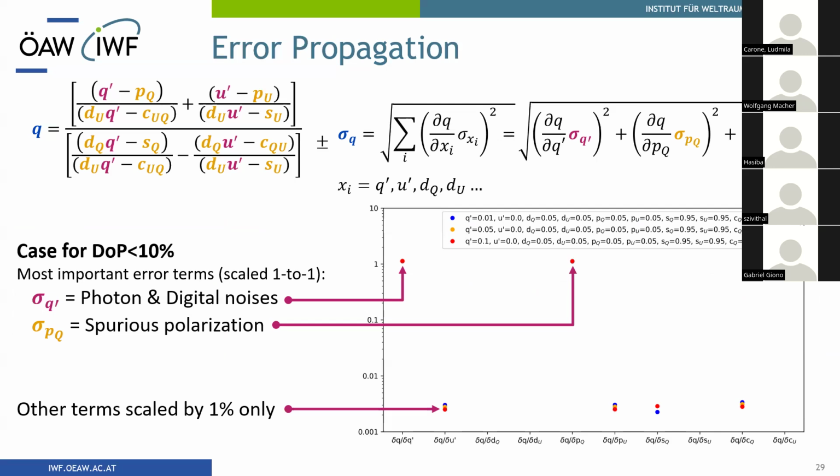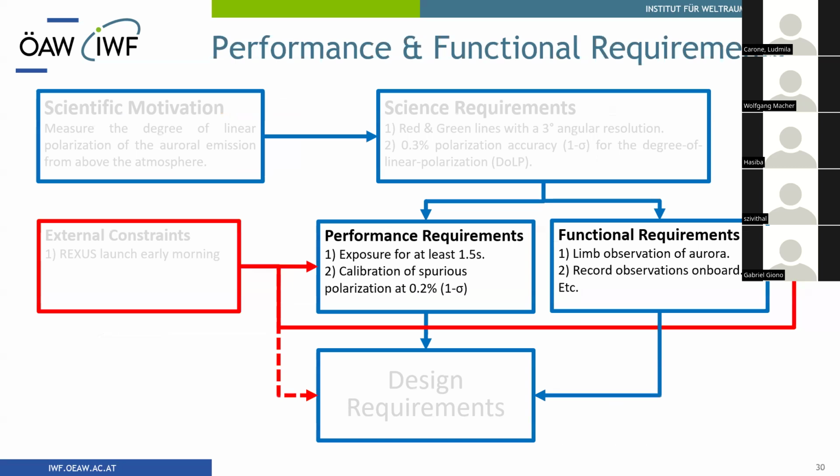So for us, on top of having enough photons to get the photon noise low enough to get a good degree of polarization, we also need in the lab to measure the spurious polarization, so how much of the unpolarized light goes into fake polarization, because this has to be calibrated. So it's not only measuring the term, but measuring the error of the term very precisely. So we will go 1-to-1 to the final error, essentially. And so this goes into our performance requirements.